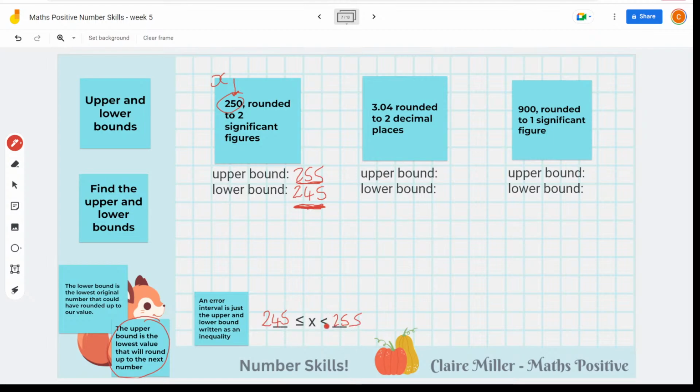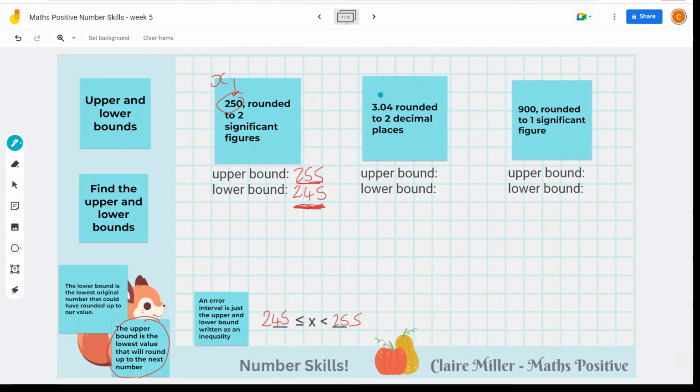Okay? It can't be equal to 255 though, can it? And we already said that, because if it was equal to 255, it would round up to 260. So hopefully that clarifies that a little bit. And hey, really well done if you're thinking about these ideas. Fantastic. Let's have a go with these questions as well. Let's see if we can write some error intervals for them too.